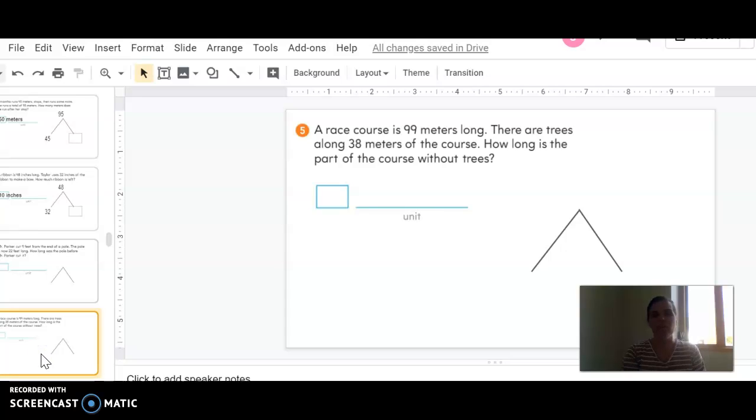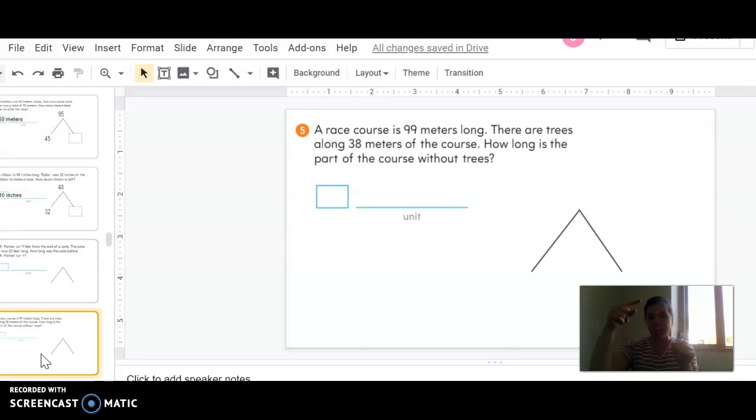Number 5, a race course is 99 meters long. There are trees along 38 meters of the course. How long is the part of the course without trees? Well, what's the total? How long is the race course? Yep, 99 meters. So that goes at the top of the math mountain.